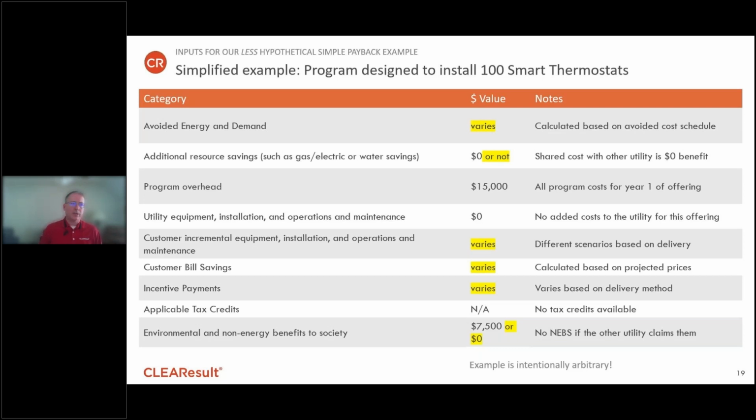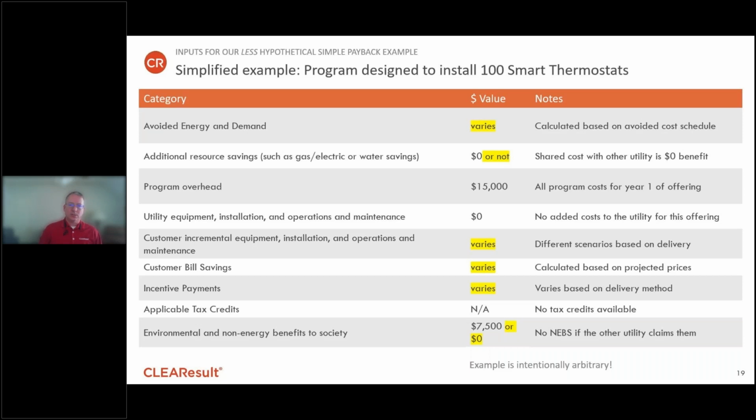Program overhead, again, that's a number that could be variable, but that's built into your program. Right? You pretty much know what that is. So that's a number that is unique to you, but maybe not variable. Utility equipment installation, operating, and maintenance. Just offering a smart thermostat doesn't affect the number of trucks that you have to have and those sorts of things. So we're going to say that's just zero. I guess we could argue that a little bit, but we're just going to say that's a cost that at least.